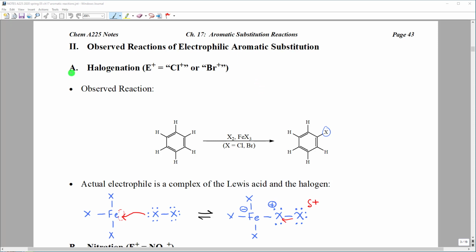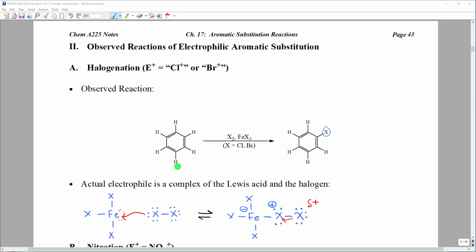The first reaction is called a halogenation reaction, because the electrophile is going to be a halogen. We can represent the electrophile as either chlorine plus or bromine plus. You'll notice that I put those in quotation marks because the actual electrophile is a little bit more complicated, as we'll discuss below, but effectively it's going to behave as if it were a chlorine plus or bromine plus. This is our observed reaction.